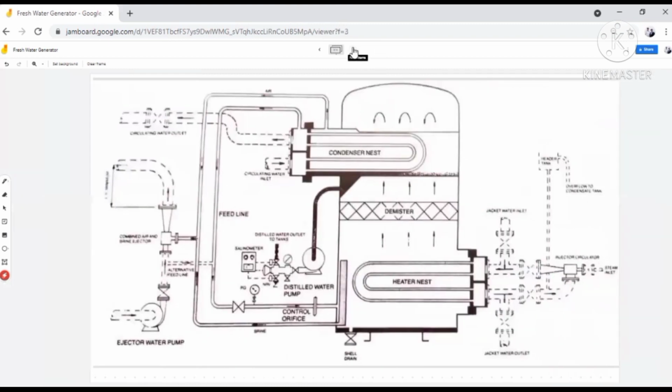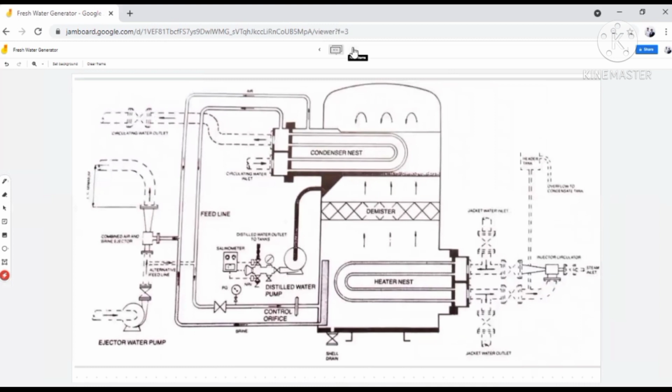Next, we will come to the basic working principle of a freshwater generator. The first thing you know is that vacuum is to be created inside the freshwater shell. So this is the freshwater shell. So how to create the vacuum?